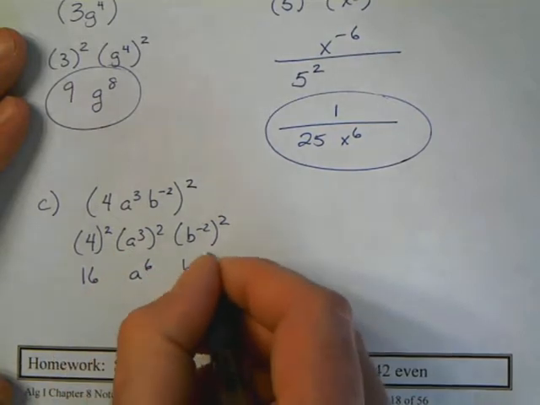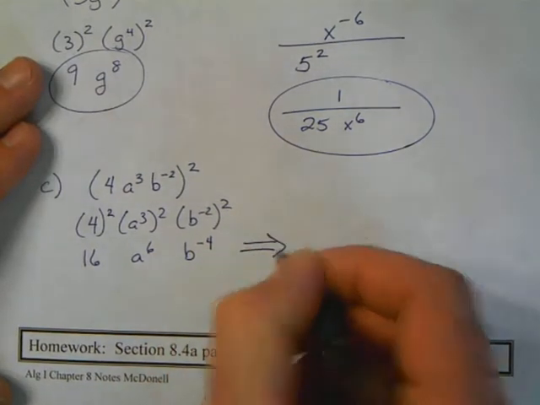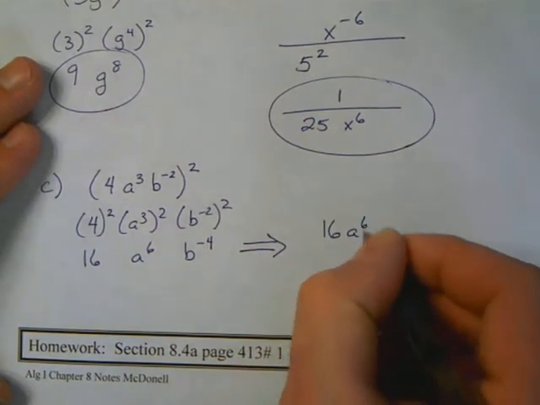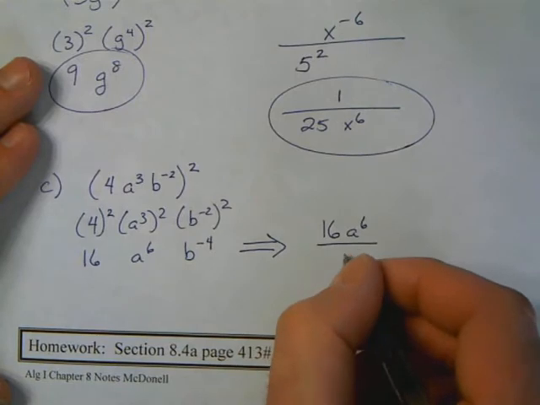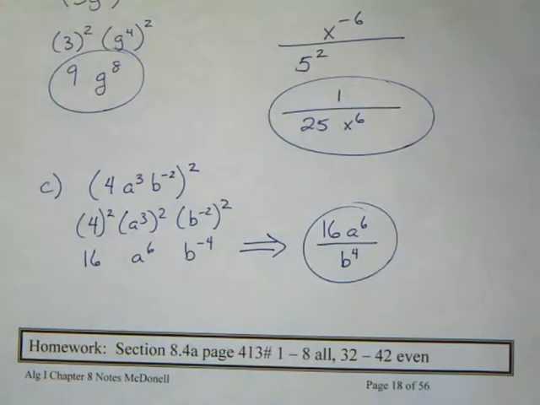What's 4 squared? You know that. That's 16. (A cubed) squared, power to a power you multiply, and then b to the negative 4. Is this how we're going to leave our answer? Certainly not. You're going to realize that that b to the negative 4 needs to go to the bottom and become a b to the positive 4.